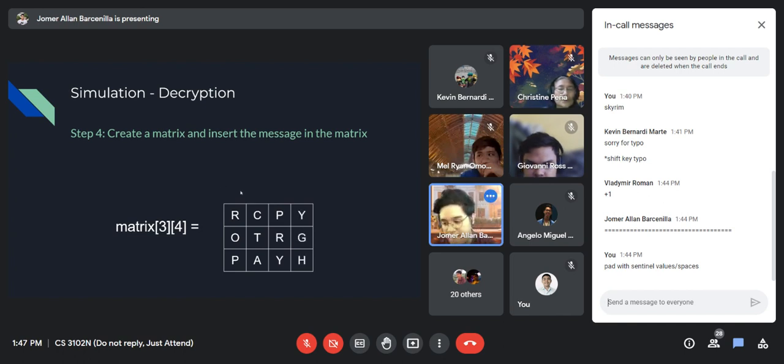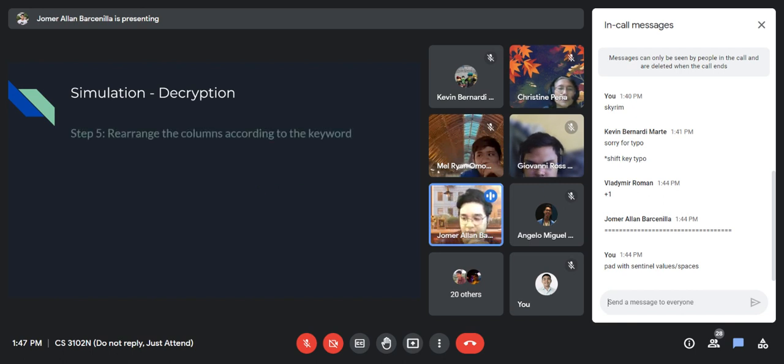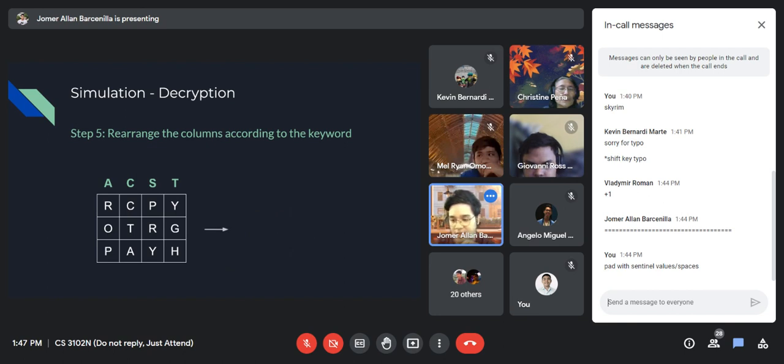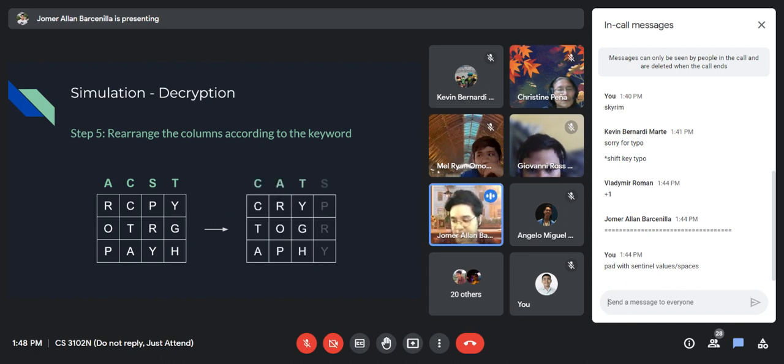So we know that this order is according to the alphabetical order of the keyword. So next is step 5: rearrange the columns according to the keyword. Here is the alphabetical order of the keyword, and our keyword is CATS. So we first add C, A, T, and S.